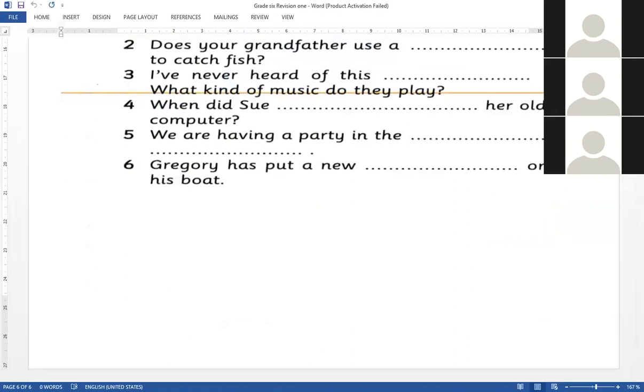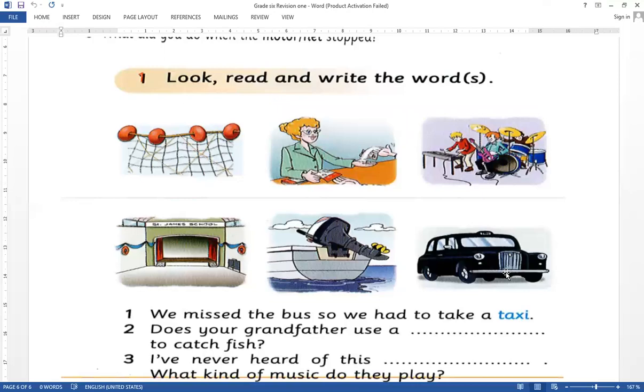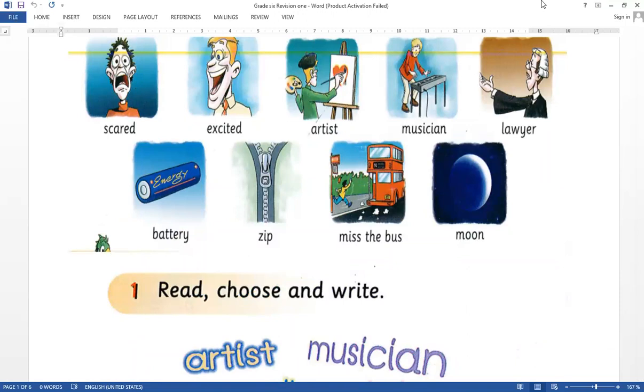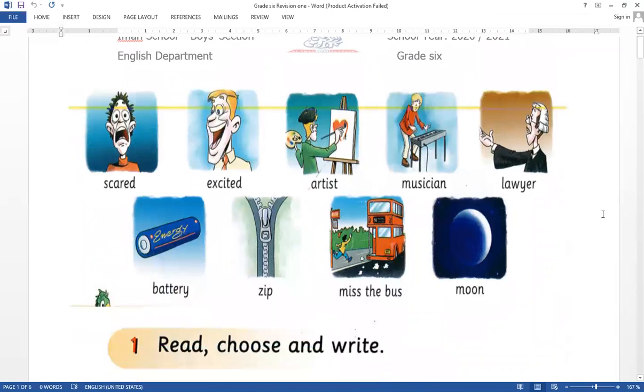Now, my dear students, let's see what we studied this year, starting from unit one till unit four. In unit one, we studied these words. I want someone to read them. Muhammad Abdullah Ghloom, are you still with me? Khalid Darwish, just a minute, sorry. Sir, do you hear me now? Yes, Muhammad. Read, Muhammad, the words of unit one. Cared, excited, artist, musician, lawyer, battery, miss the bus, moon. Okay, these were the words of unit one, right, Muhammad?